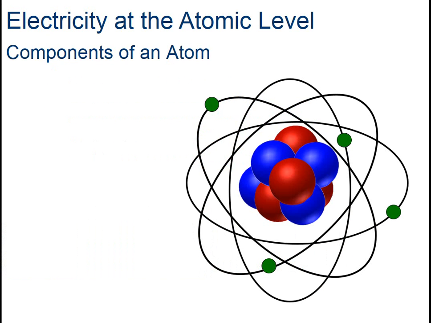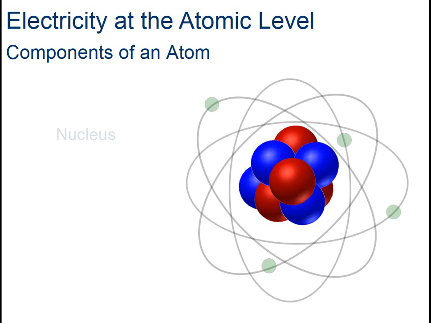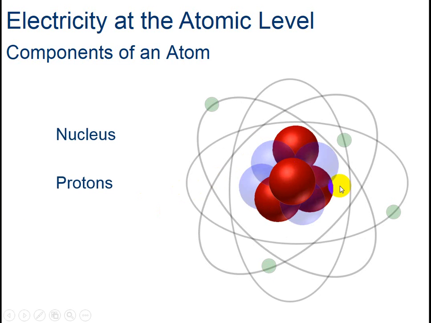Atoms are the smallest piece of an element containing all of the properties of that element. In order to understand electricity, we need to know the parts of the atom. In the center of the atom, you will find the nucleus, which contains the protons, the positively charged atomic particles. The atomic number is equal to the number of protons in the nucleus of an atom and identifies the element.